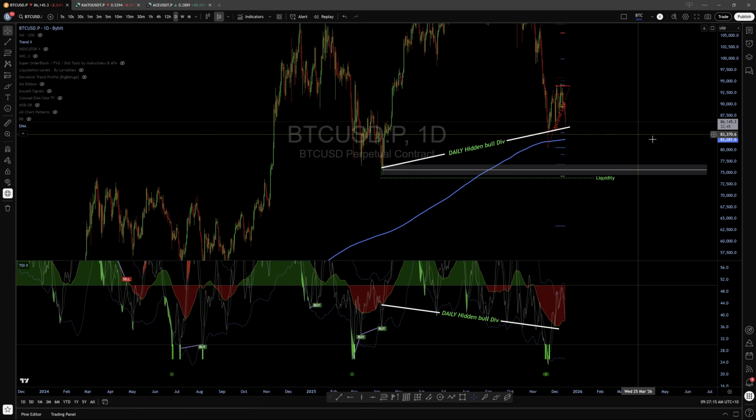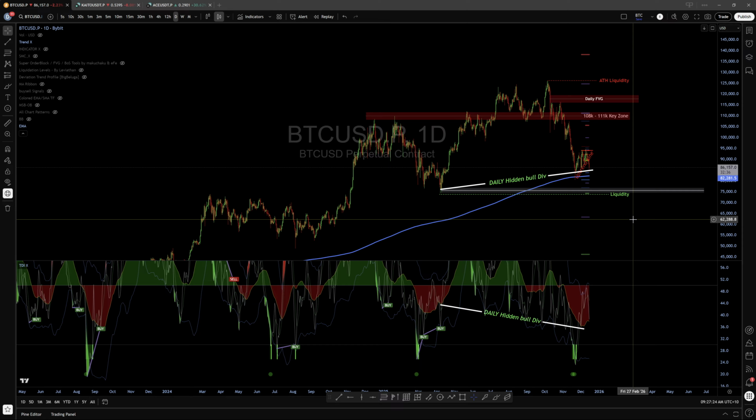So interesting times. But most of you guys, you really don't trade Bitcoin. You don't really care what Bitcoin's doing that much. You're trading altcoins. So let's get into that a little bit too.